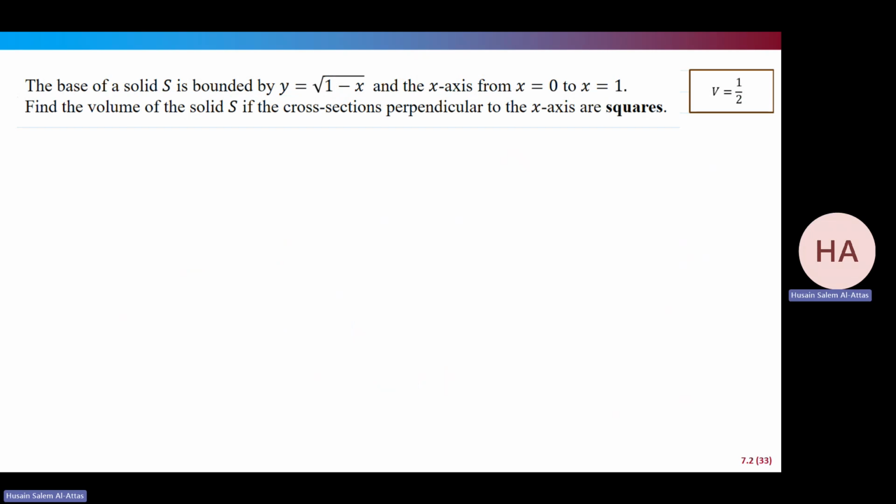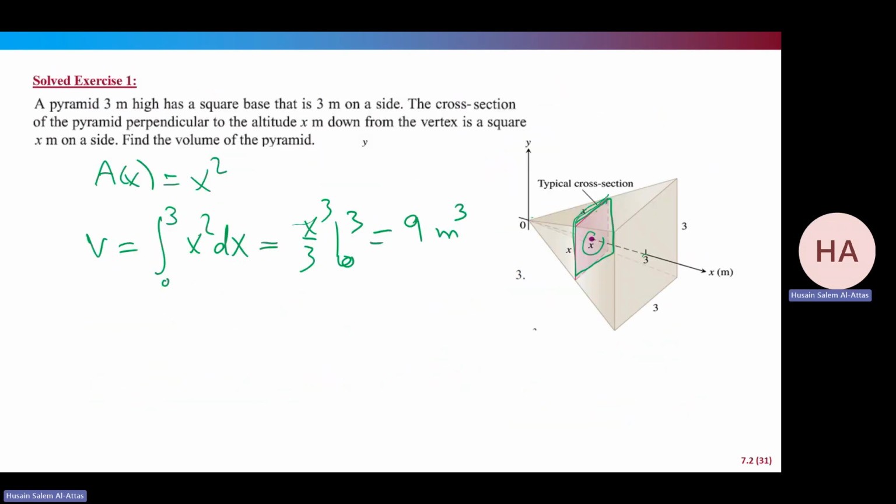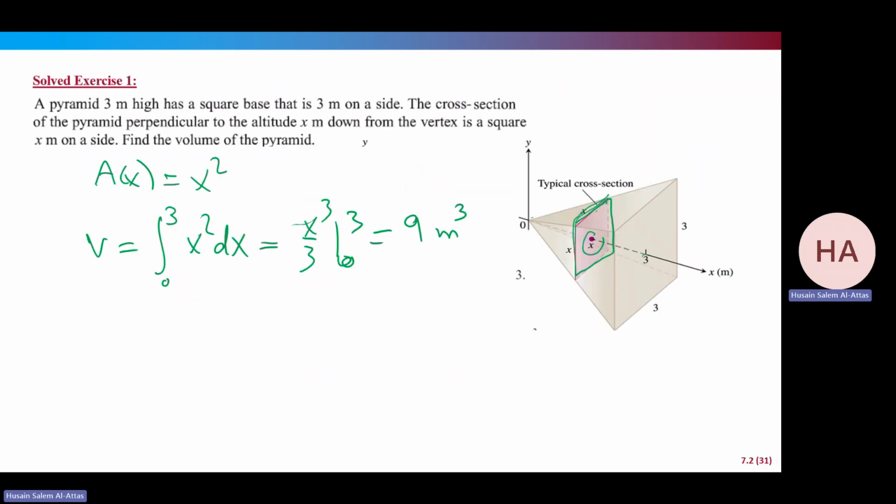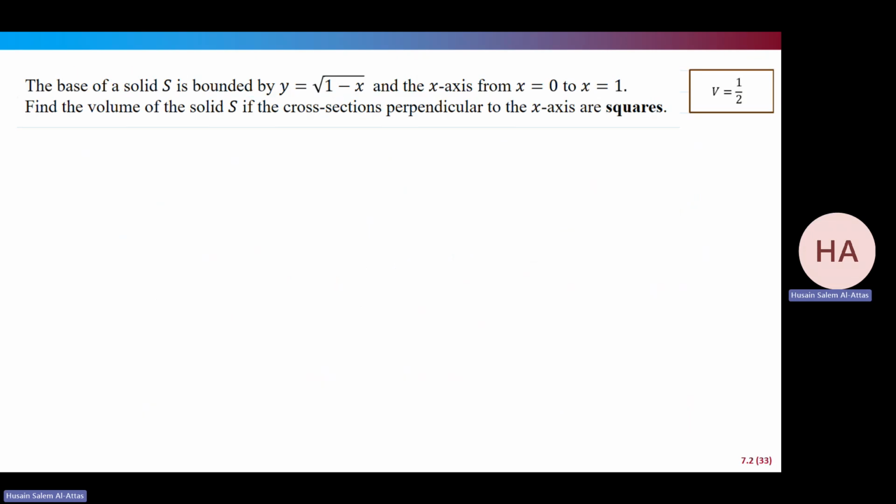Okay. Now let us do the same idea, but now we have a solid, which is sometimes a sphere or a pyramid, which makes it a little bit complicated. Now, let me do the same thing for the volume where the cross sections are squares, but I have the base bounded by a function and the x-axis from this to this. So what will happen here? Be careful now.